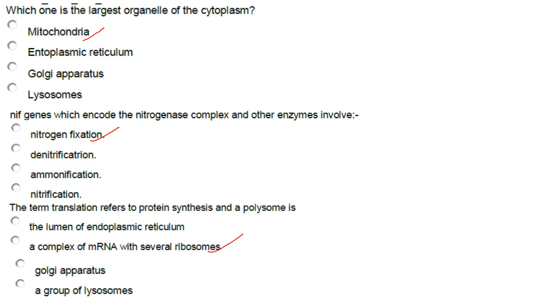Then next one. Nif genes which encode the nitrogenase complex and other enzymes involved. The Nif genes are genes encoding enzymes involved in fixation of atmospheric nitrogen. So, Nif genes which encode nitrogenase complex and other enzymes are involved in nitrogen fixation. Then next one. The term translation refers to protein synthesis and a polysome is a complex of mRNA with several ribosomes.